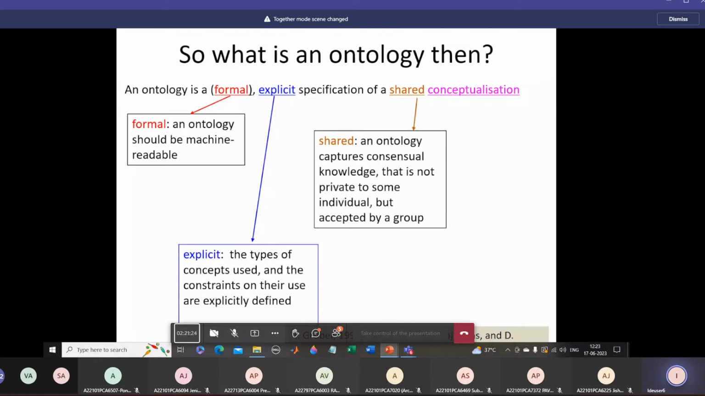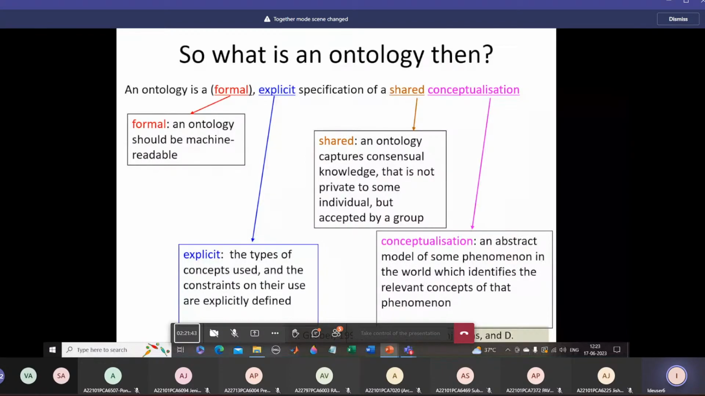And then shared conceptualization. Shared means they capture consensual knowledge that is not private to some individual but accepted by a group. It doesn't belong to an individual, right? Whatever one says, it is accepted by a group. So this is the ontology. What is the conceptualization? An abstract model of some phenomena in the world which identifies the relevant concepts of the phenomena.